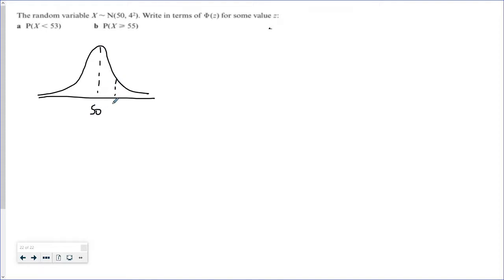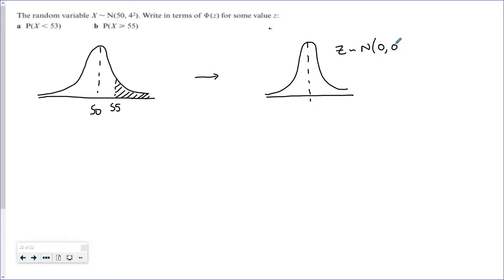50 in the middle still, and we've got 55. And we want the probability of x being greater than 55. What's that probability? Well, we're going to transform it into a standard normal variable. This is our z, which is normally distributed with mean 0 and standard deviation 1. And we need to try and find out what this 55 transforms to when I standardize it. So in order to standardize it, I'm going to take my 55, subtract the mu of x, the mean of x, which is 50, and divide by the standard deviation. So this is equivalent to saying what's the probability of z being bigger than 1.25.